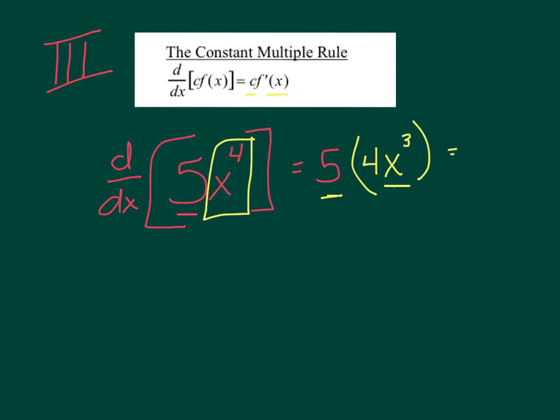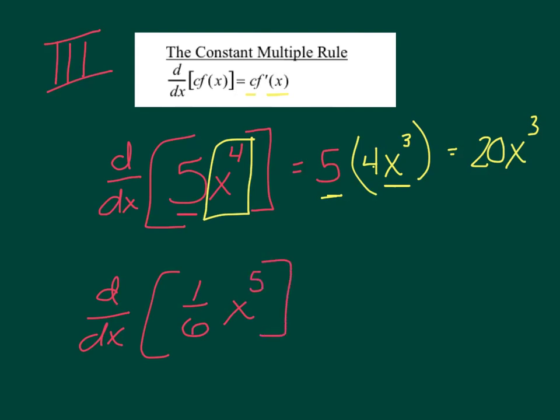And lastly, I would clean it up. 5 times 4, of course, is 20, x cubed. Let me throw the derivative of, let's say, 16x to the 5th. Pause it, try it on your own, see what you get.